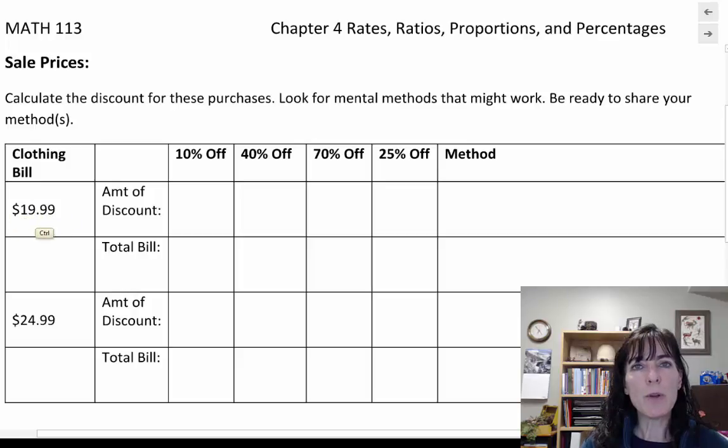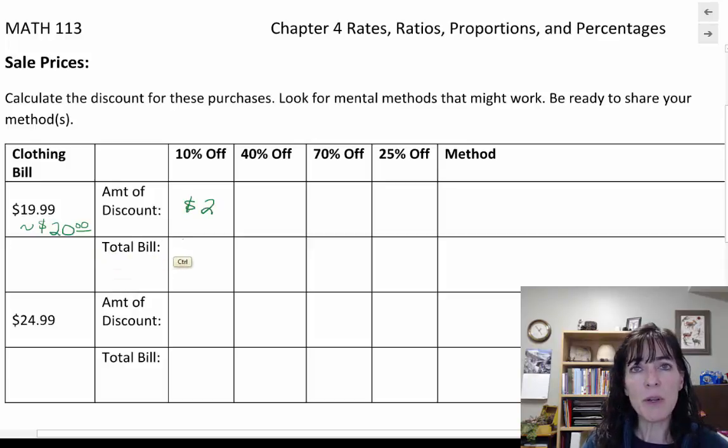So the clothing bill is $19.99. I hope in your mind you're going, yeah, whatever, it's $20. So we'll convert that to something nearby, which is $20. And if we have a 10% off sale, that means we're taking 10% of $20. So we're just moving our decimal one place to the left, or multiply by 10% on your calculator, or multiply by 0.1 on your calculator. Either way, you should end up with a $2 discount.